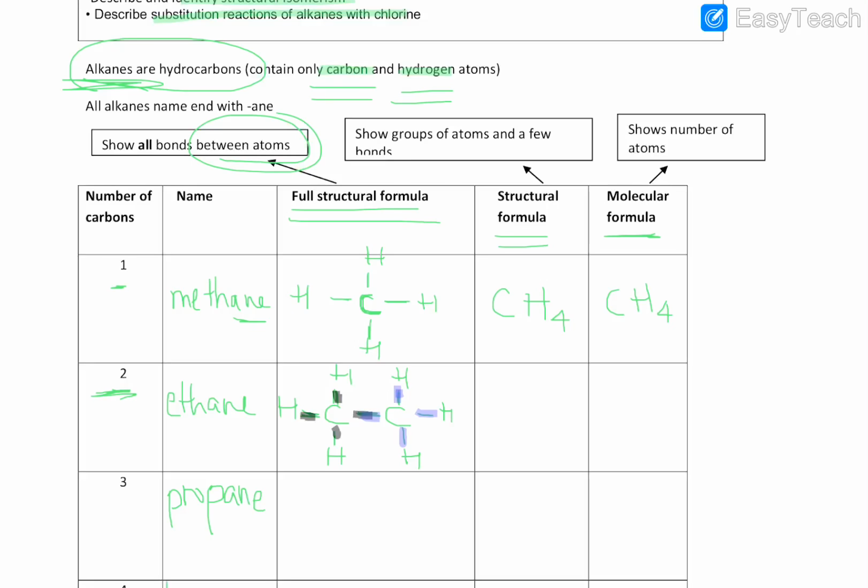So what will be the structural formula? The structural formula will show groups of atoms. We'll see this one as a group, CH3, and this one as another group, CH3. And the molecular formula shows the number of atoms: there are 2 carbons and 6 hydrogens.